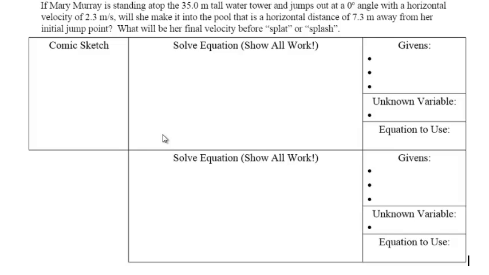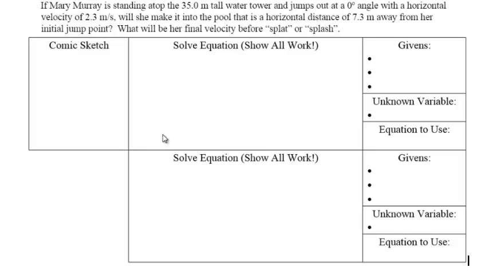If Mary Murray is standing on top of a 35-meter tall tower and jumps out at a 0-degree angle with a horizontal velocity of 2.3 meters per second, will she make it to a pool that is a horizontal distance of 0.73 meters away from her initial jump point? What will her final velocity be before either she goes splat or she goes sploosh?